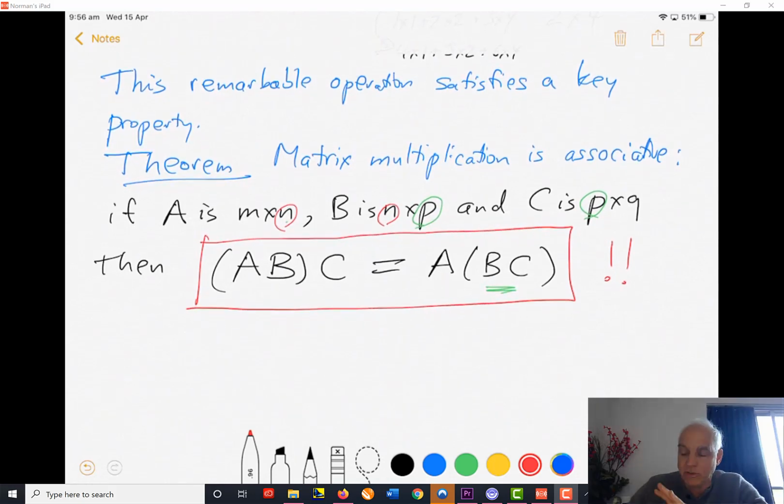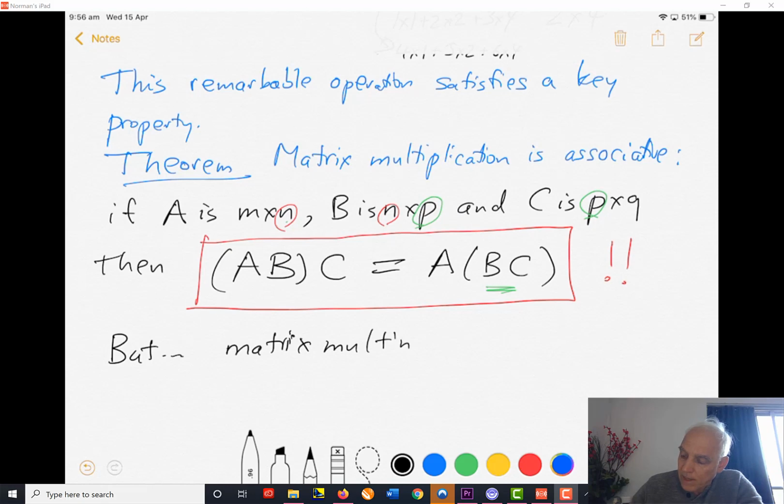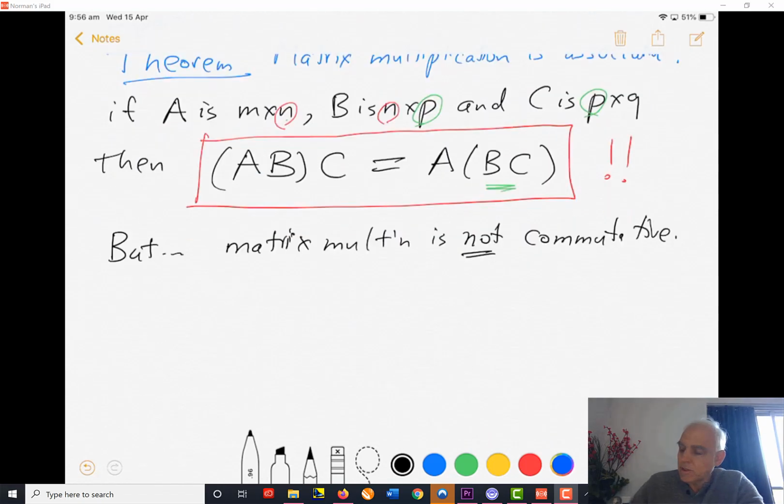Now there's a few more things. We're going to go back to this theorem, so we have to understand this theorem. But I just want to mention a few things. A key point is that matrix multiplication is not commutative. Okay, so I'm going to illustrate that with an example.